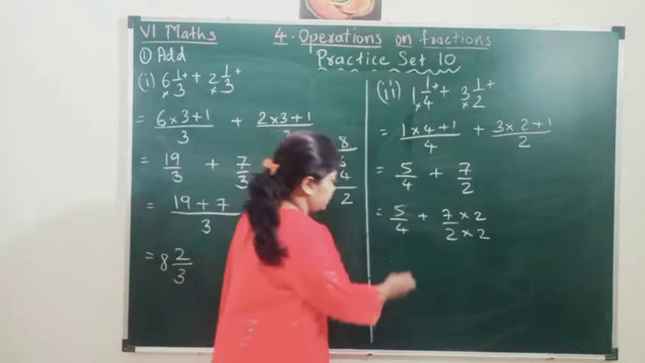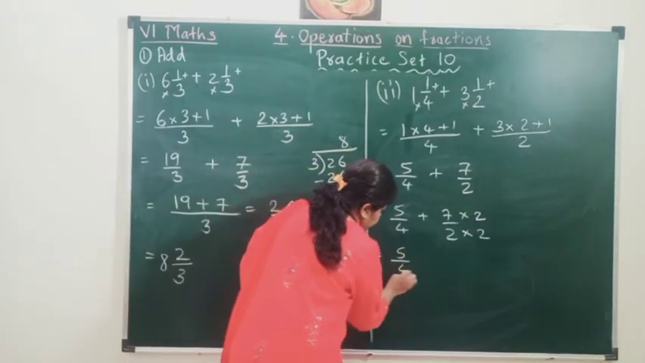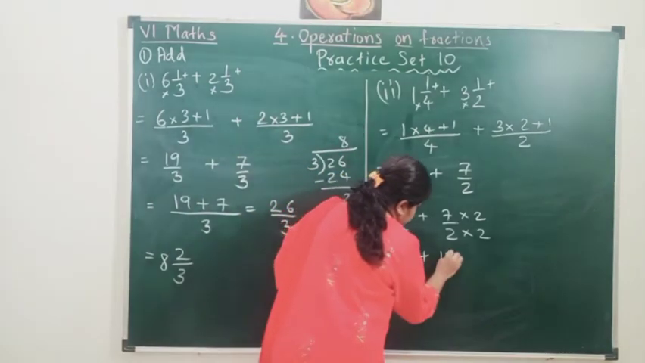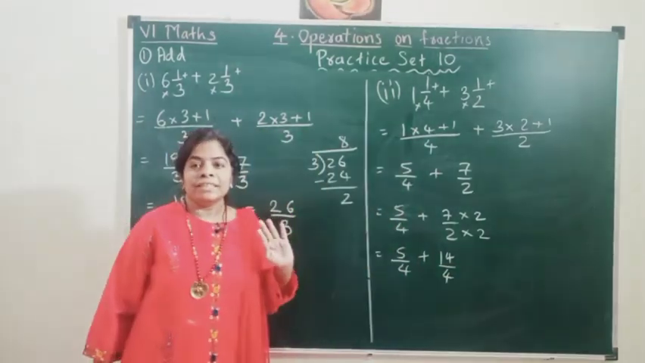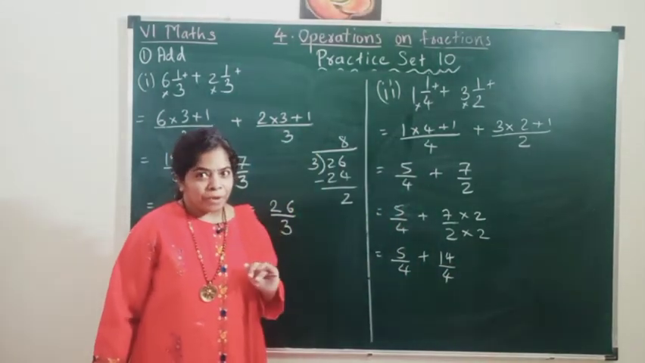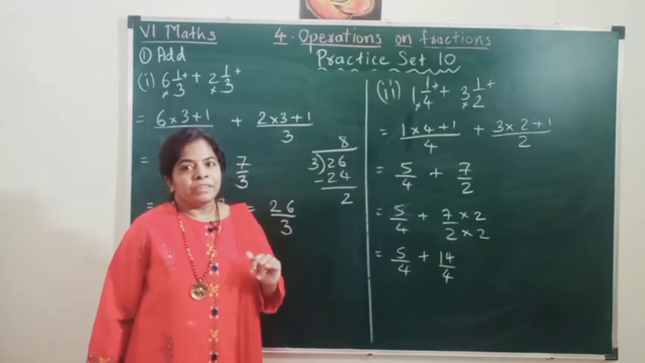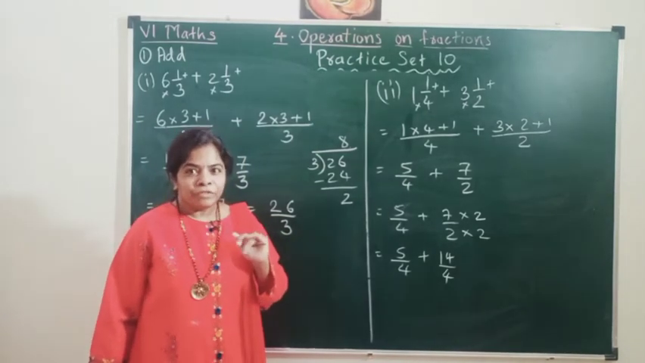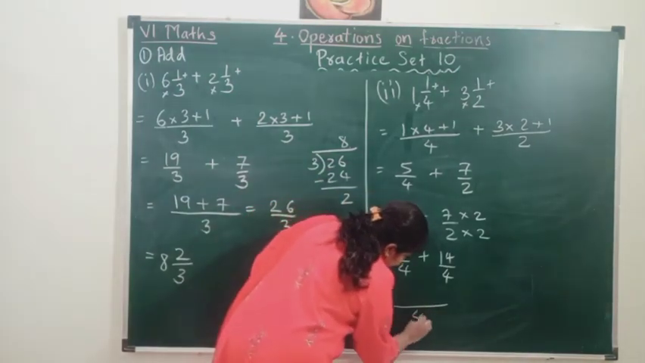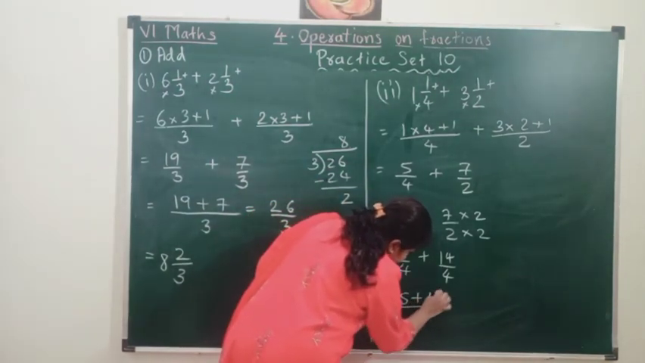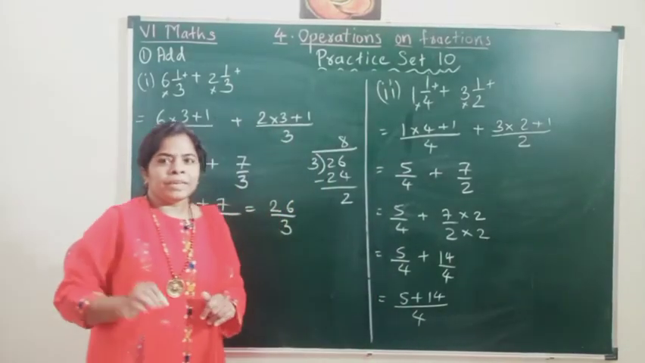Now 14 upon 4, both are having the same denominator. Now let's take a common denominator and add both the fractions. 5 plus 14 is 19.